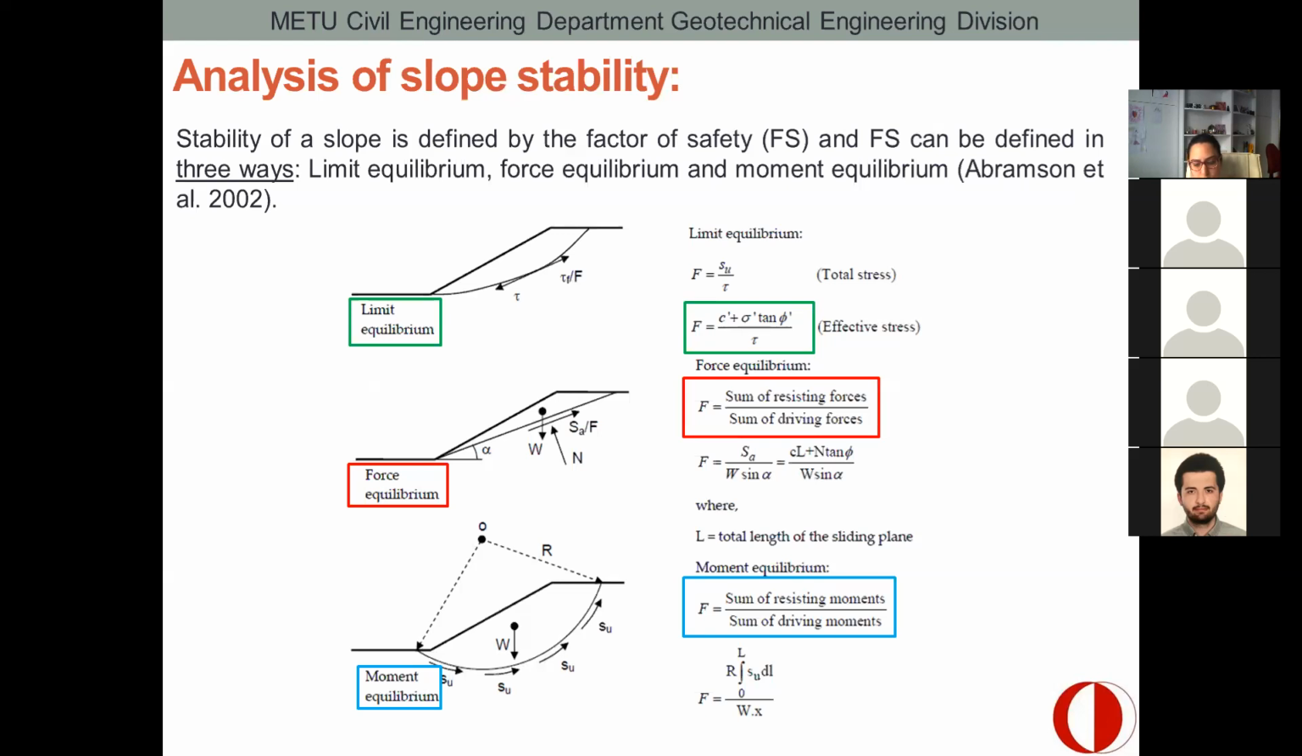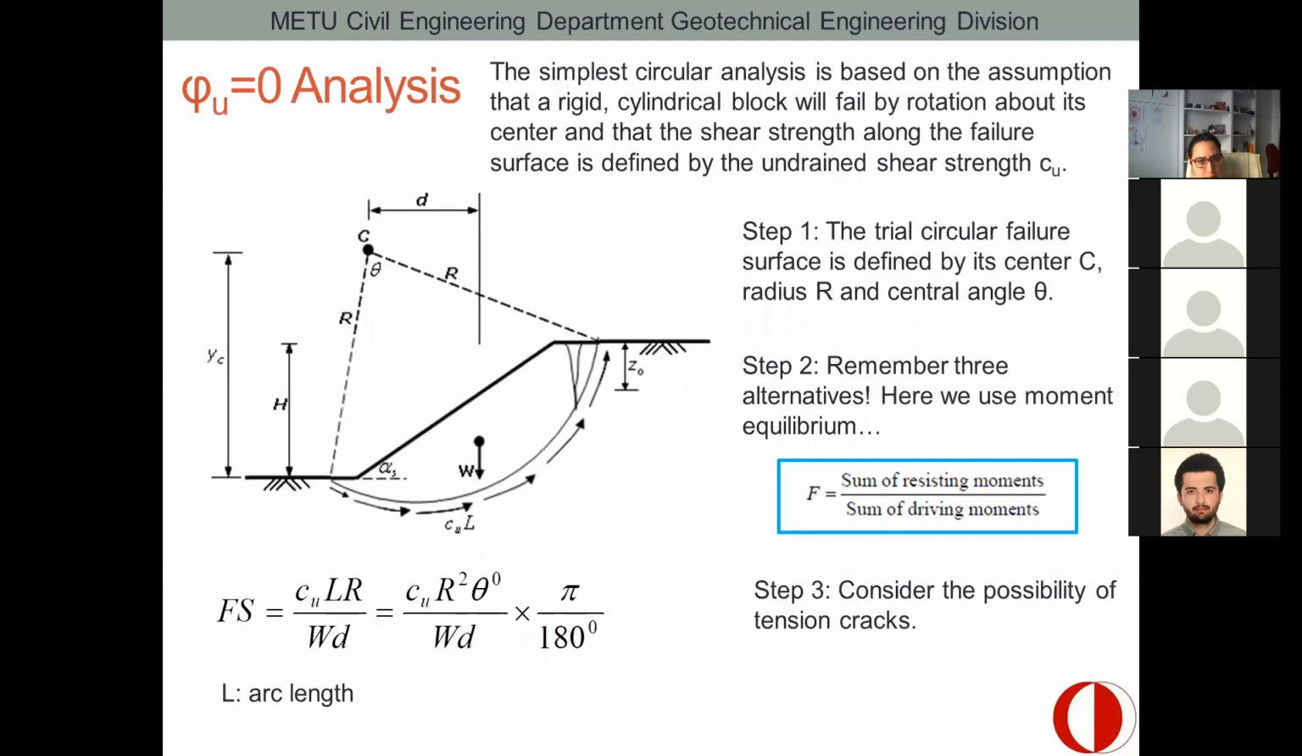Okay, I understood. All right. Any other questions for me? All right. So let me start with the first analysis, which is a very simple analysis, and it's called phi_u is equal to 0 analysis.